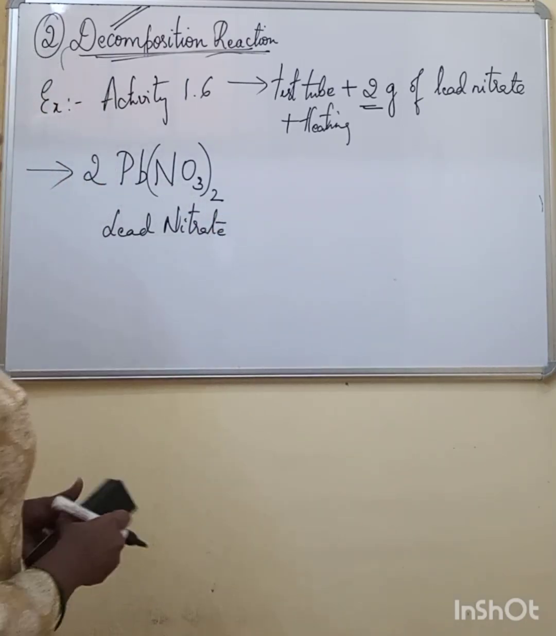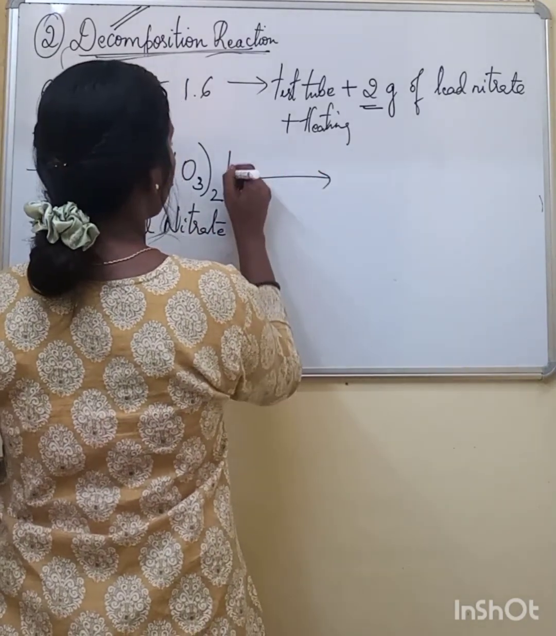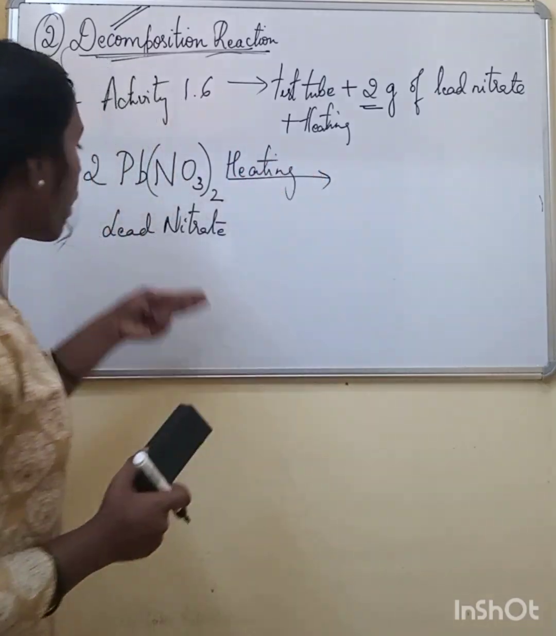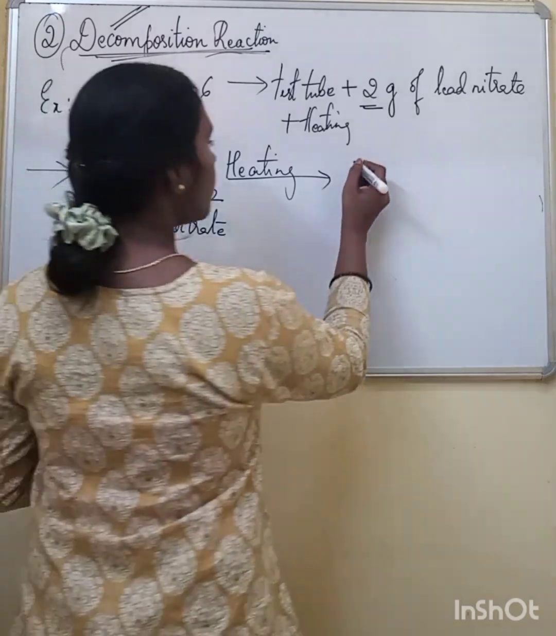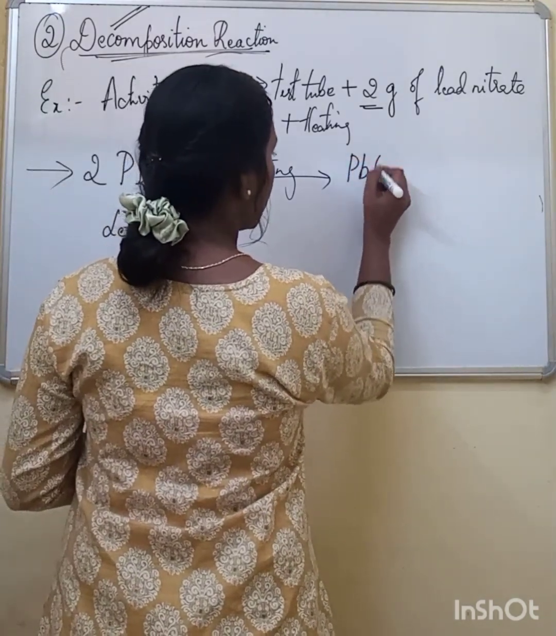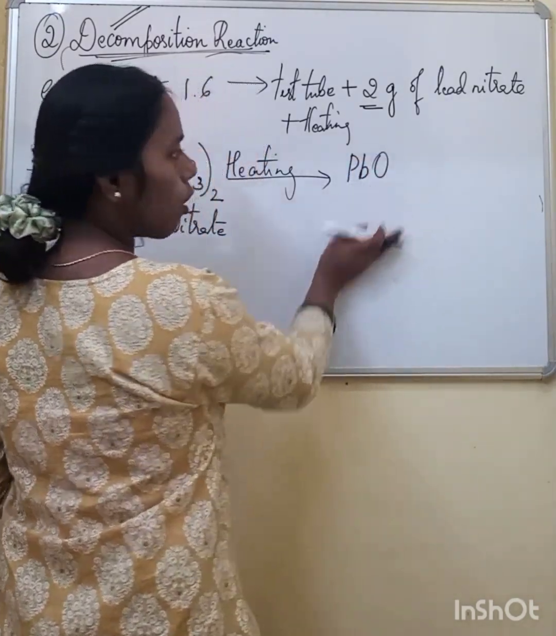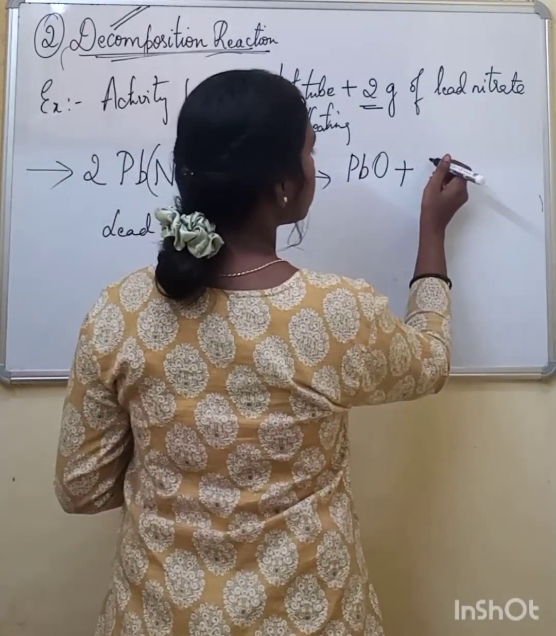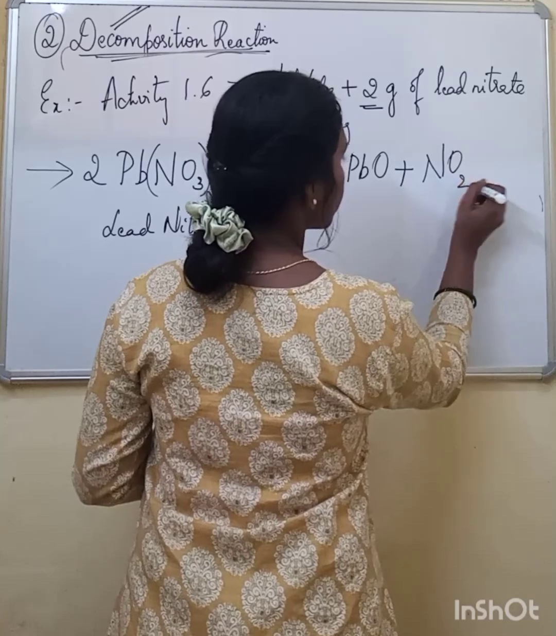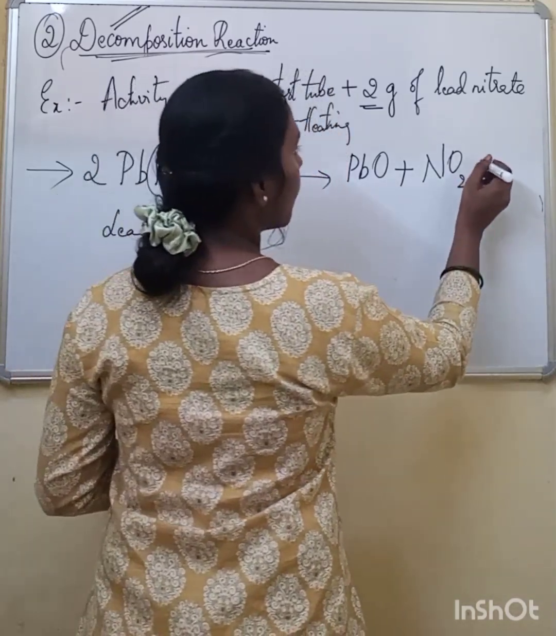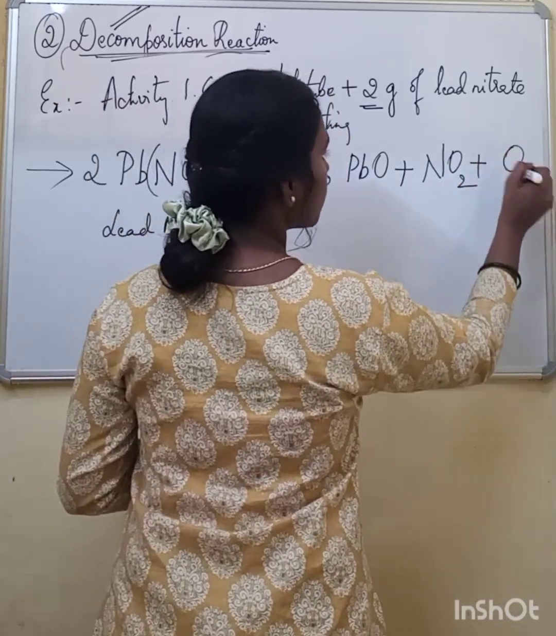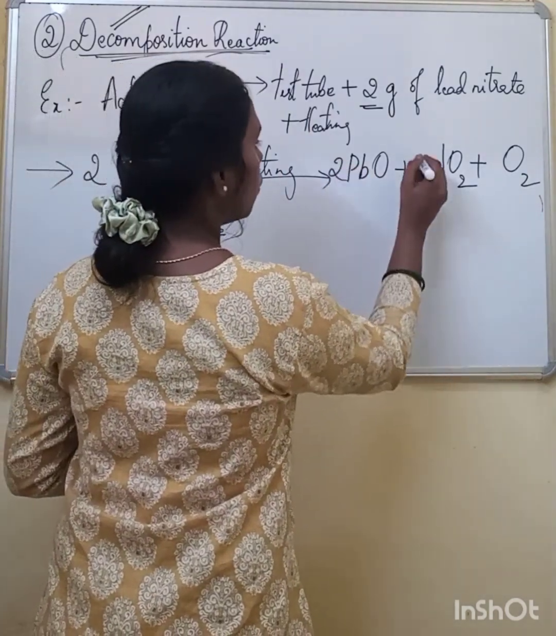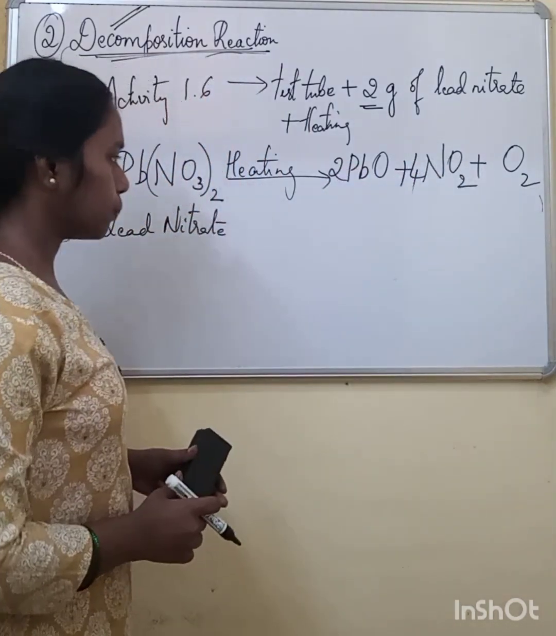And after taking it, we are heating it. So on heating, we will get PbO, that is lead oxide, plus NO2 plus O2. So we will be getting 2 PbO, 4 NO2 and O2.